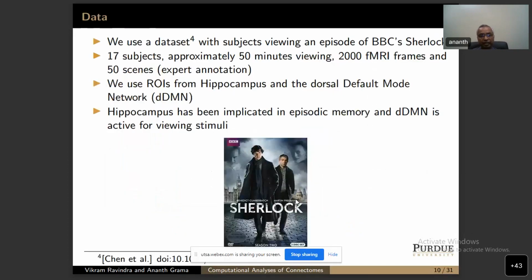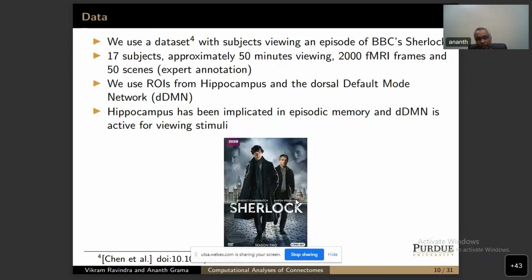So here's the data set. Actually, I was wrong. There are 17 subjects in this study, so 30 might have been in the next study. The data set here is subjects viewing the first episode of Sherlock. There were 17 subjects, approximately 50 minutes of viewing. I've seen the entire show. It's a very nice show if you haven't watched it, the BBC show. There are about 2,000 fMRI frames, and there are roughly 50 scenes.